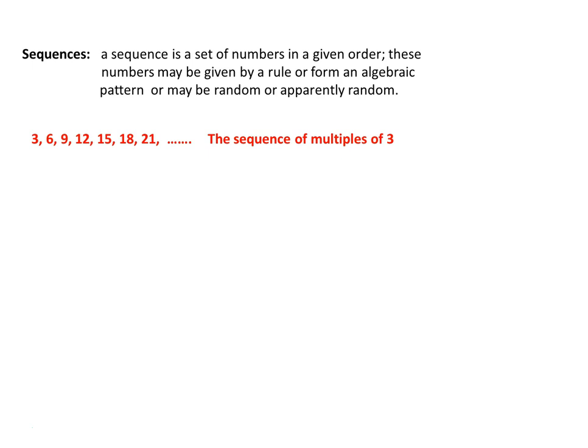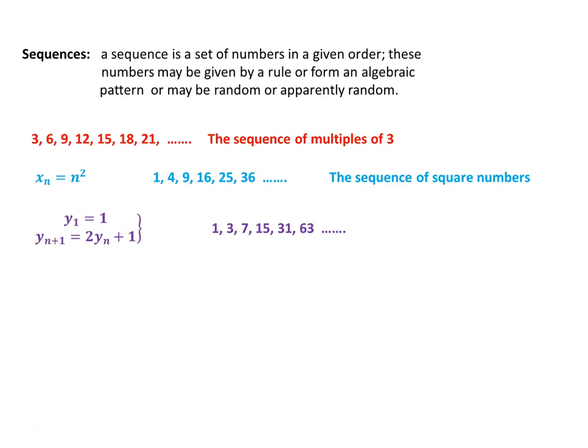So for example, the sequence 3, 6, 9, 12, 15, 18, 21 is the sequence of multiples of 3. The sequence given by the rule x_n equals n squared has a first term of 1, second term of 2 squared, which is 4, third term is 3 squared, which is 9, fourth term is 4 squared, which is 16, and so on. And this is the sequence of square numbers.